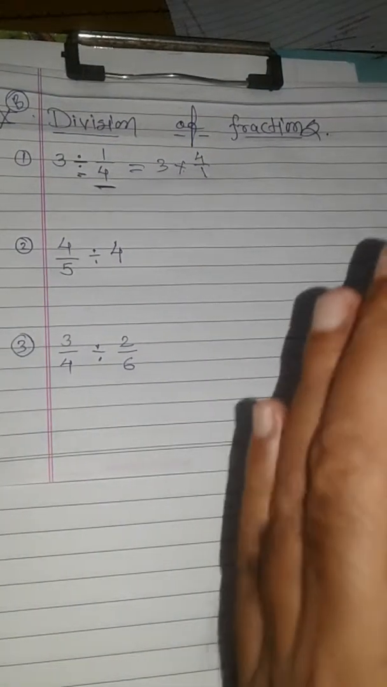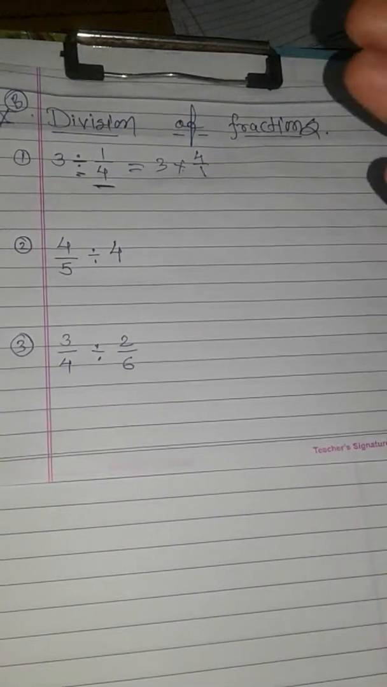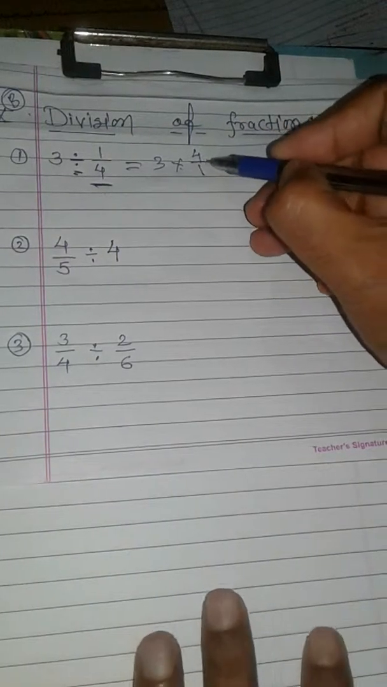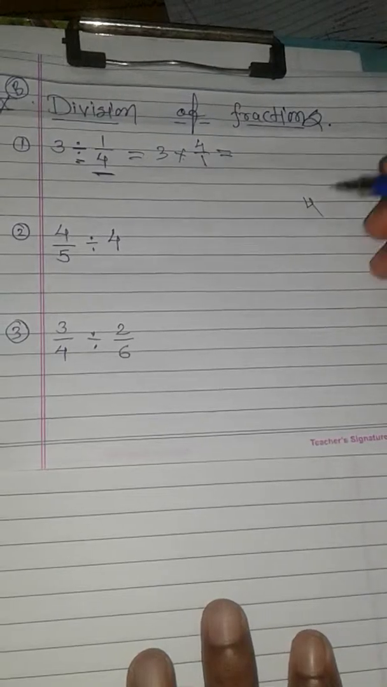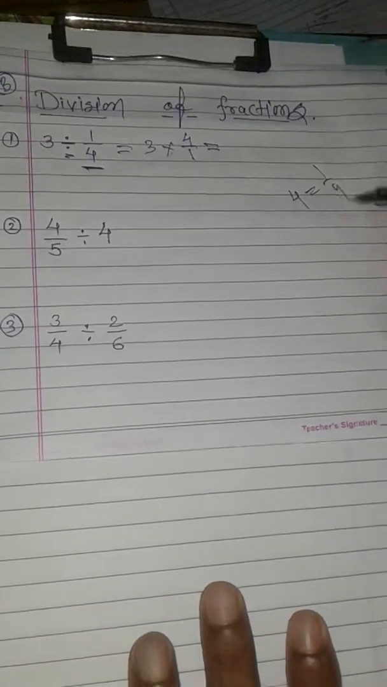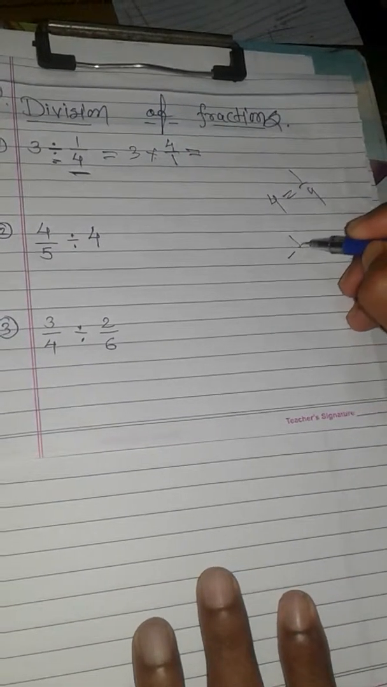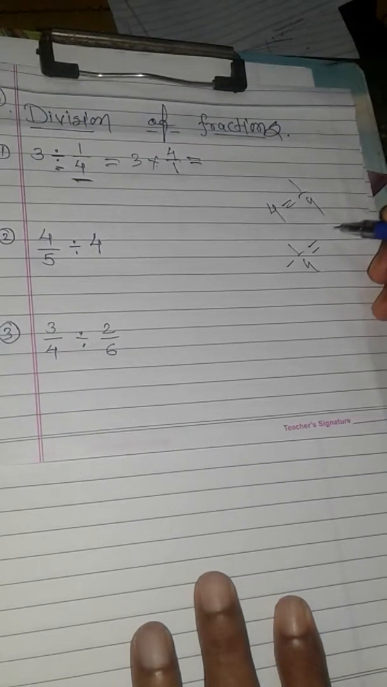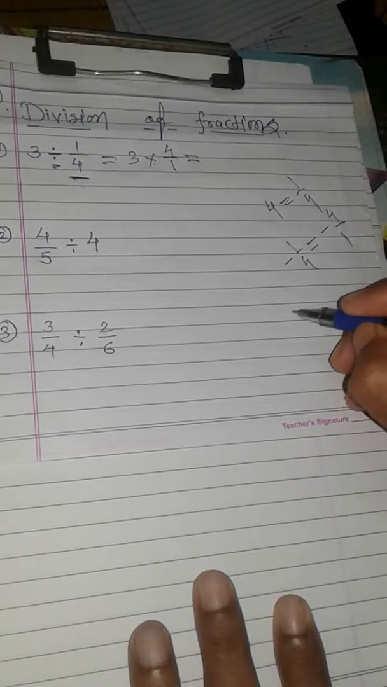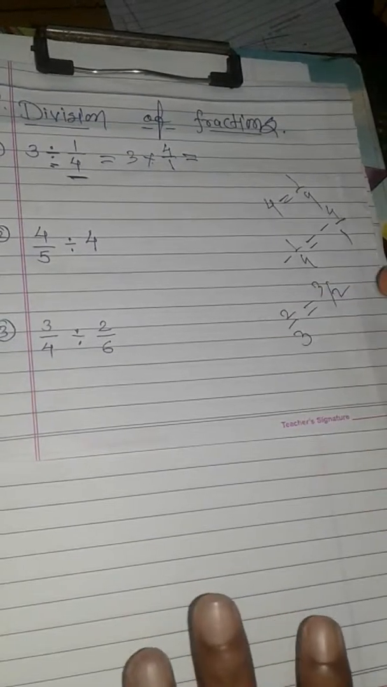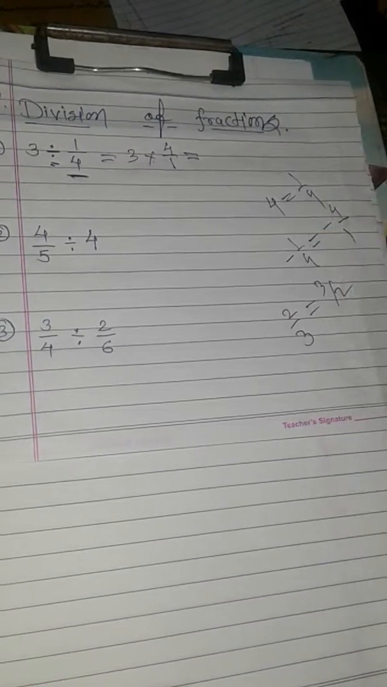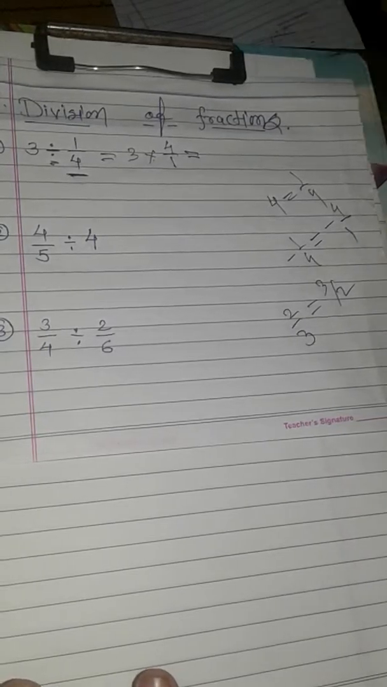You have to do the inverse, understand? Numerator becomes denominator, denominator becomes numerator. That is called multiplicative inverse. Just like the multiplicative inverse of 4 is 1 by 4. Minus 1 by 4's multiplicative inverse is minus 4 by 1. The multiplicative inverse of 2 by 3 is 3 by 2. In such a way these are the multiplicative inverses, understand? Numerator becomes denominator, denominator becomes numerator.